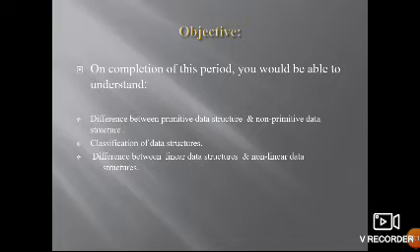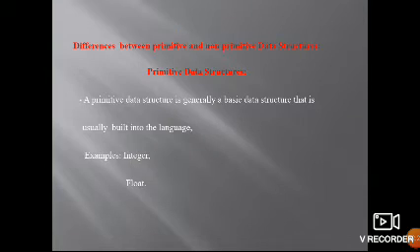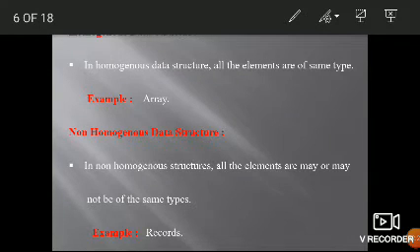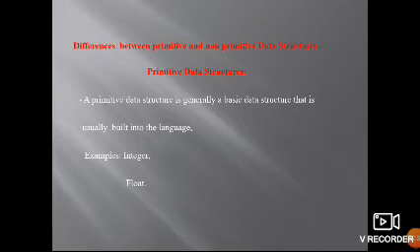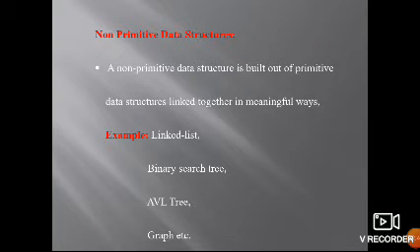So what is the difference between primitive and non-primitive classification of data structures, and the difference between linear and non-linear data structures? A primitive data structure is generally a basic data structure that is built into the language. Examples are integer and float. A non-primitive data structure is built out of primitive data structures linked together. Examples are linked list, binary search tree, graphs. These are all non-primitive.